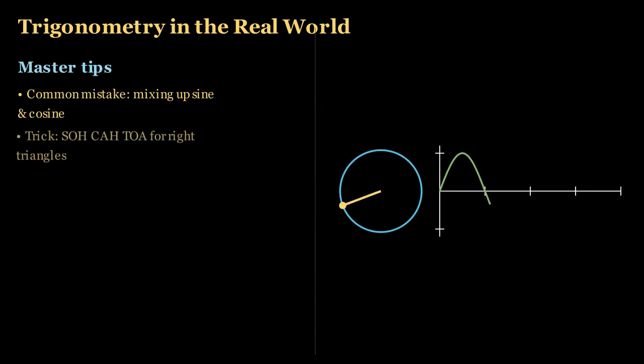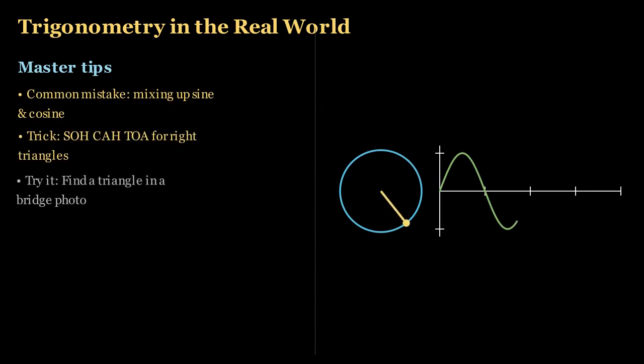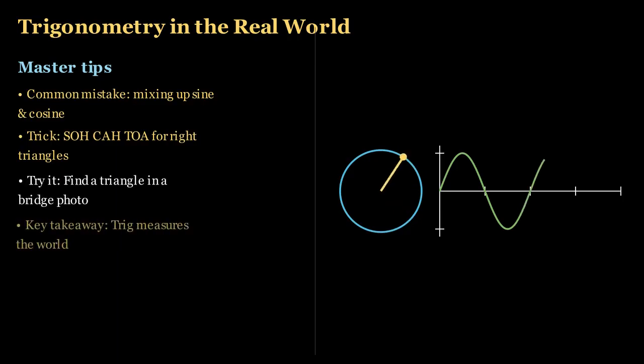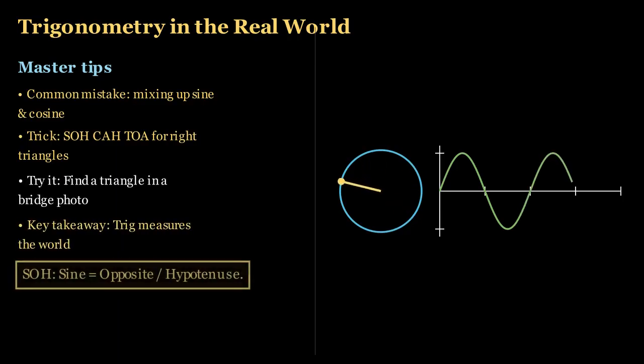Remember, for a sound wave starting at 0, sine begins at 0, like a silent start. Cosine begins at its peak. Use SOHCAHTOA to keep them straight, sine is opposite over hypotenuse.